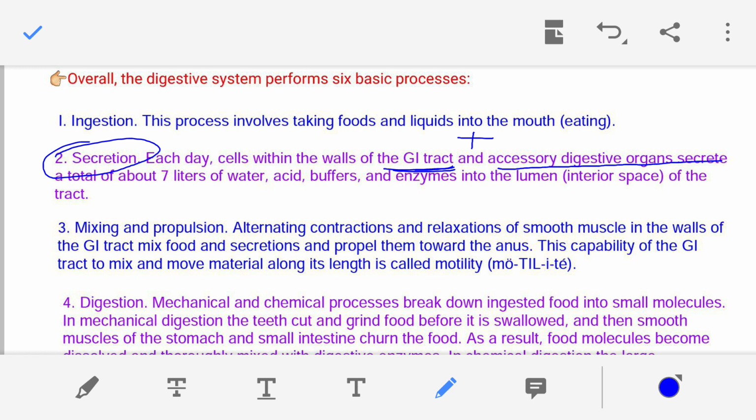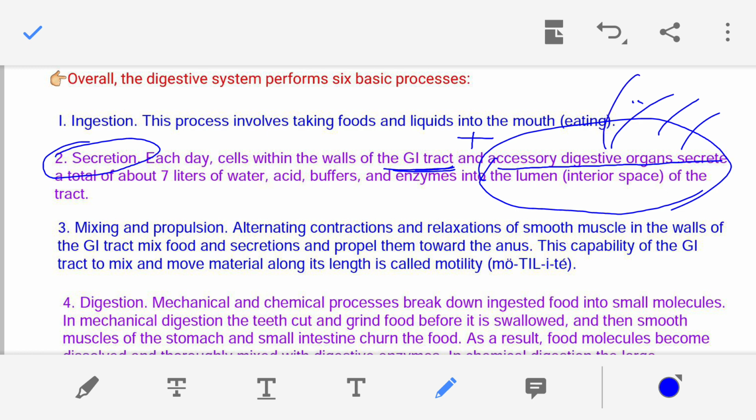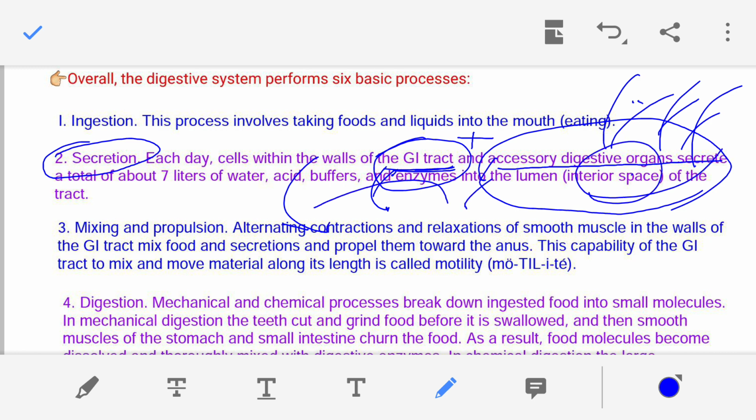For example, salivary gland plus accessory digestive. I'm talking about the accessory digestive organs. So salivary gland plus the liver plus the pancreas. Salivary gland, saliva; liver, bile; pancreas, pancreatic juice. Then the GI tract, let's say stomach, the wall of stomach, gastric juice; intestine, intestinal juice. So all these juices and all this secretion together, their volume is 7 liters.